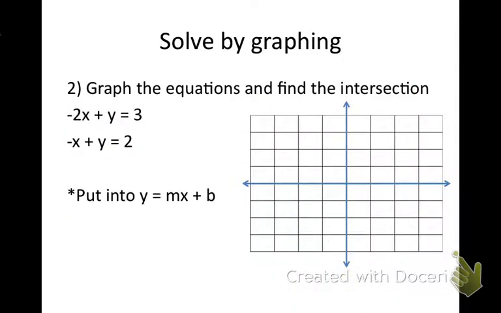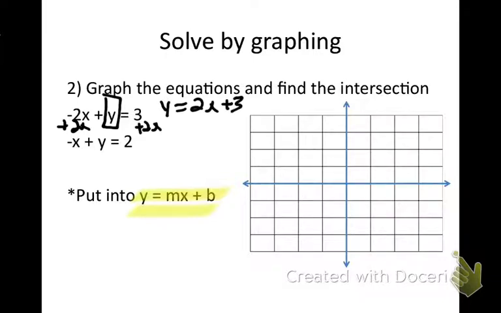Number two, graph the equations and find the intersection. Same thing here. The only problem is this one is not given to us in slope-intercept form. And I always want to have it in slope-intercept form. So if I look at the first equation, I need to solve for y, get y alone. In order to get y alone, I need to move the 2x to the other side. So I'm going to add 2x over, giving me y equals 2x plus 3.